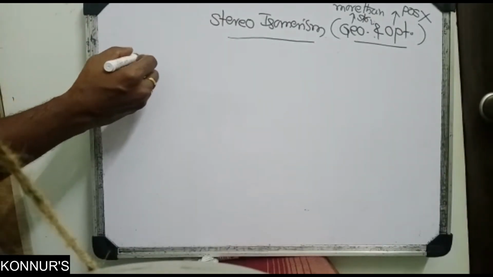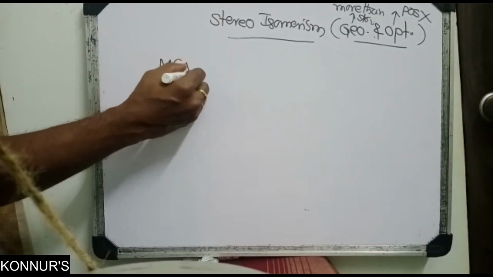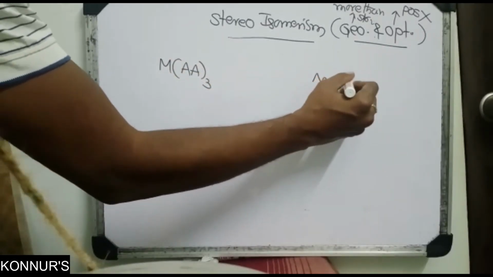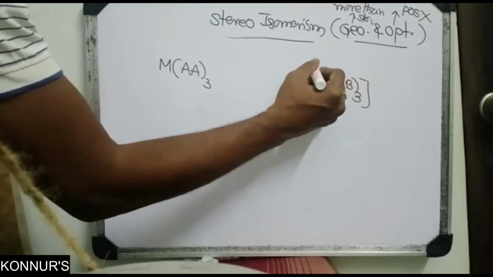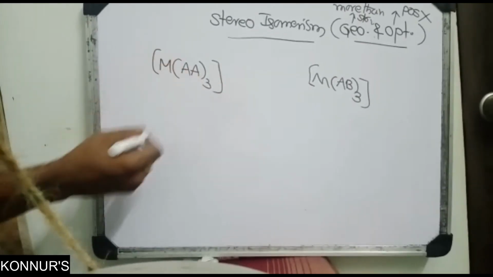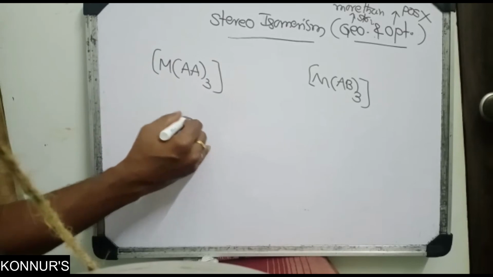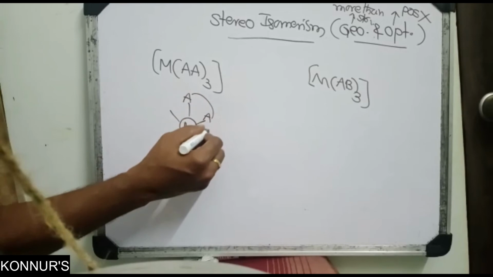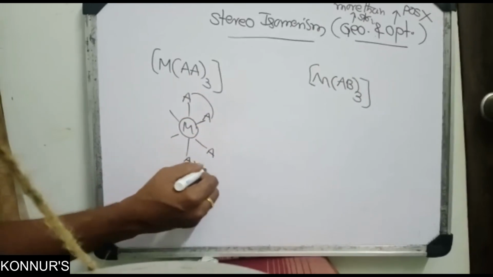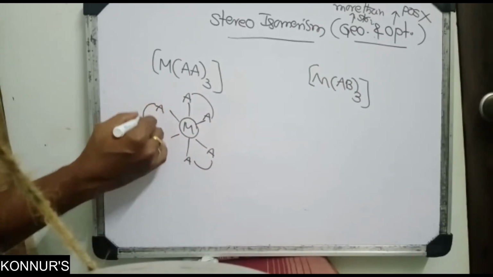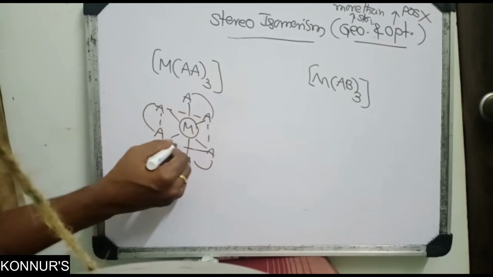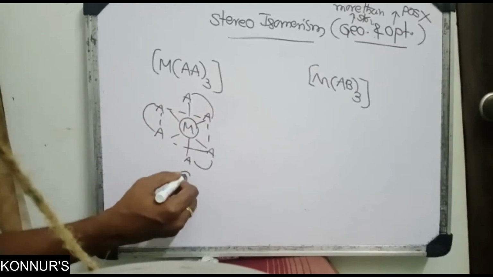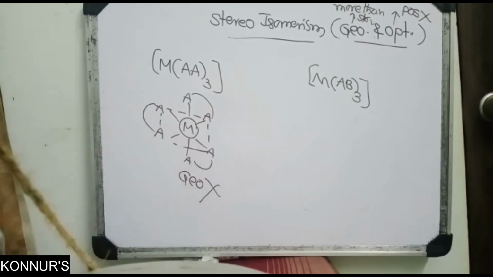So bidentate ligands means you take M, AA taken thrice, M, AB taken thrice. So here M, AA, AA, AA. So here all are A. So other structure you can't write. So it is not showing geometrical.